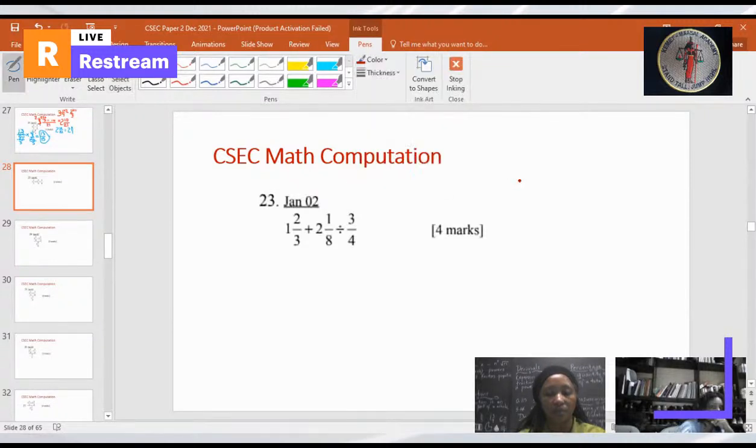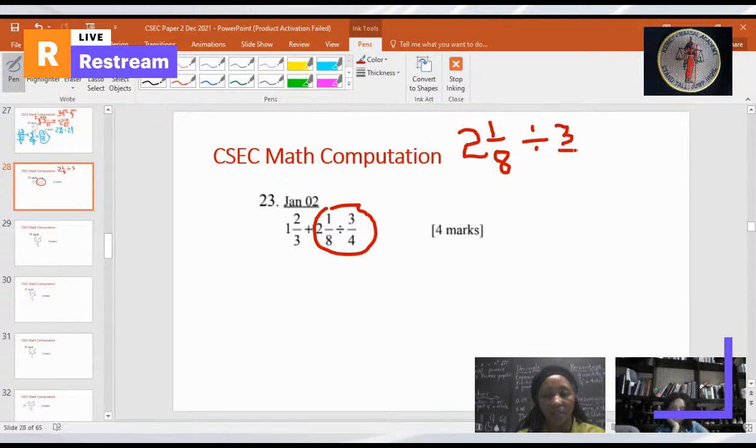Okay, miss. First, we're going to do the division. We multiply and divide before we add and subtract. So even though the addition is given first, we multiply and divide before we add and subtract. So we're going to work this part first: 2 and 1 over 8 divided by 3/4.